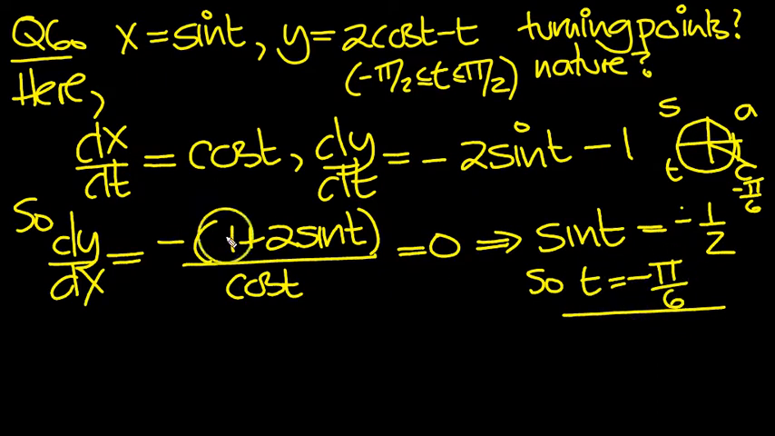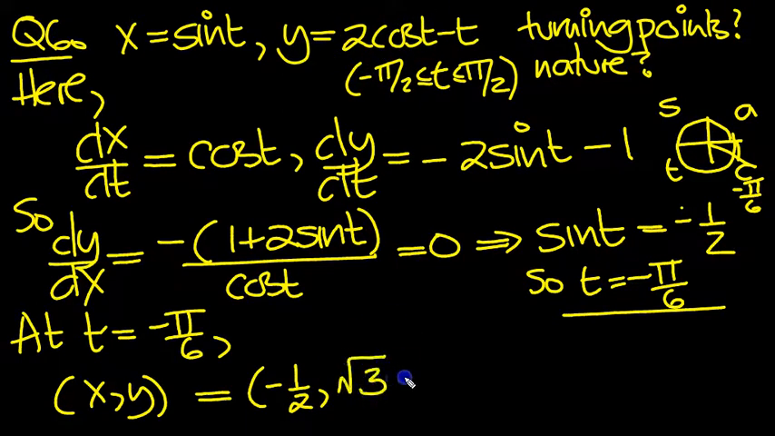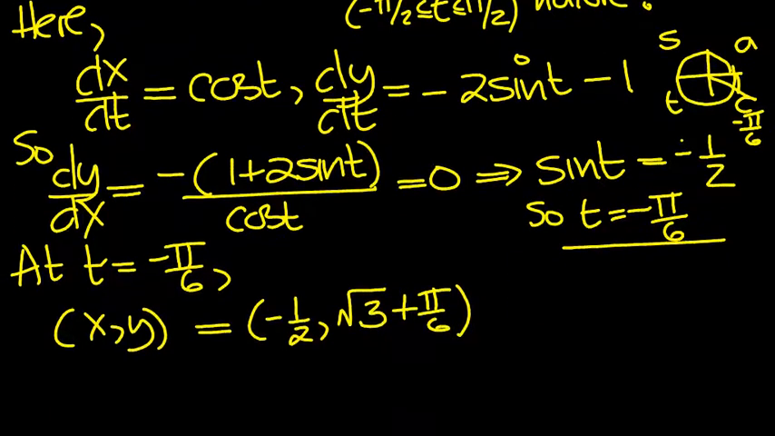So that's what we've got then for our value of t. So we need to get the value as well of the turning point at t equals minus pi over 6 then. What's our coordinate? x is equal to sine of that, which we just said was minus a half, and the y value, cos is root 3 over 2, so this will be root 3 minus t, which is minus pi over 6, so it's plus pi over 6. There we go. So there's our turning point then. Now, is it a max or min?